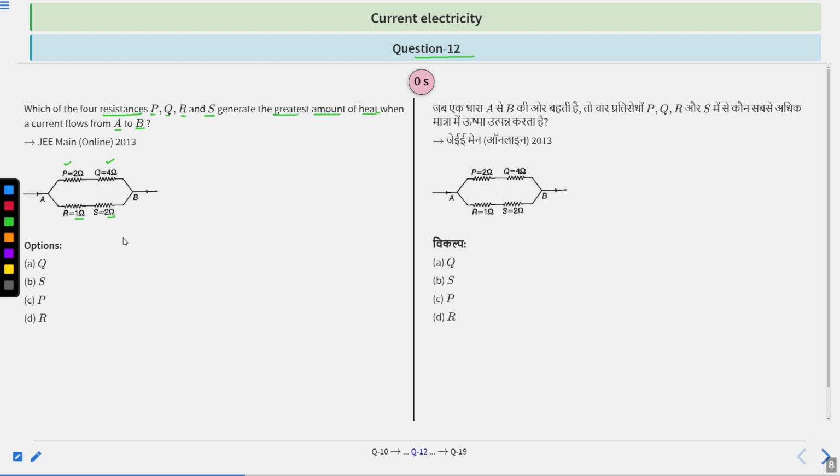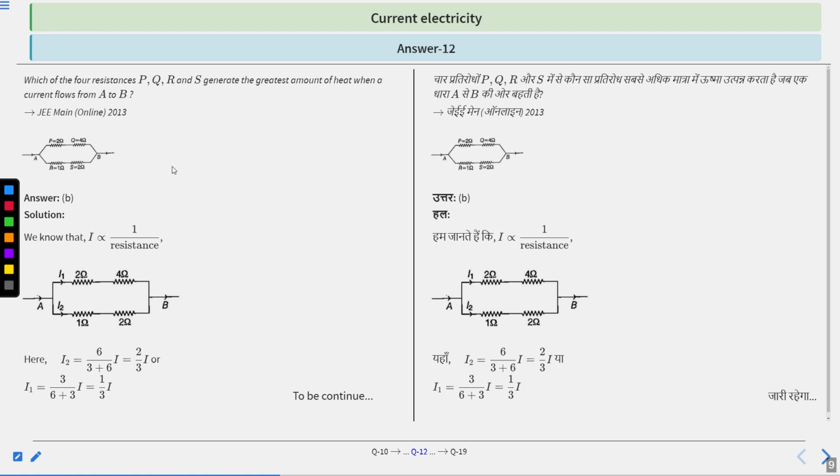Let's find the solution. This question asks about which of the four resistances generates the greatest amount of heat. Clear? We have to find the greatest amount of heat when a current flows from A to B. The resistances are P, Q, R and S, which are equal to 2 ohm, 4 ohm, 1 ohm and 2 ohm respectively. So we know that I is inversely proportional to resistance. This is the formula.